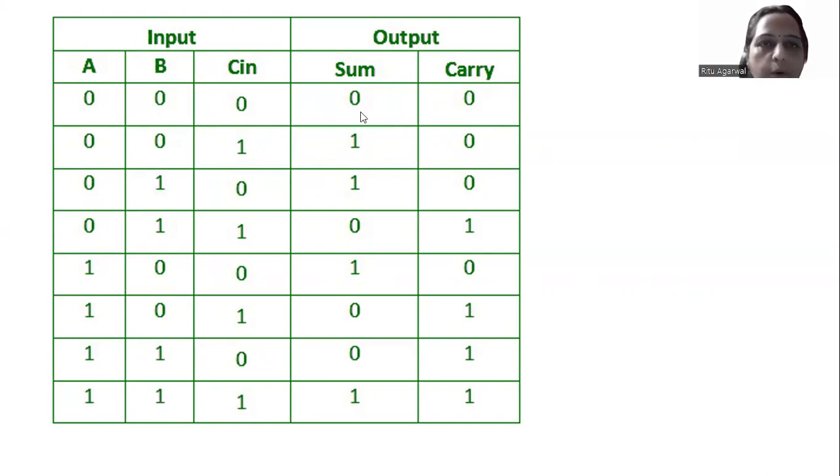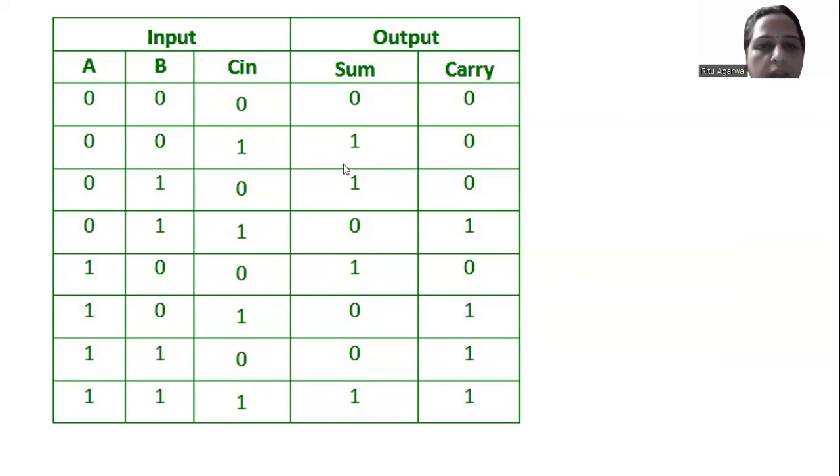So for the output, we have sum and carry. As we know, for sum, we have A XOR B XOR C. So A XOR B XOR C will give us 0 for the first case. For the second case, 0 XOR 0 is 0, and XOR with 1 will give us 1. Then 0 XOR 1 is 1 and 1 XOR 0 is 1.